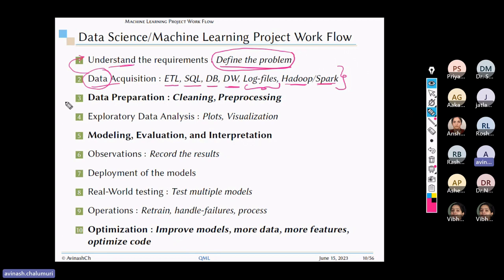And the most important step is data preparation, where you clean and pre-process the data. Believe me, almost 60 to 70% of the time, data scientists or machine learning engineers spend is on cleaning the data and pre-processing. Because once this is done, it is very easy for us to train the model on this particular data.